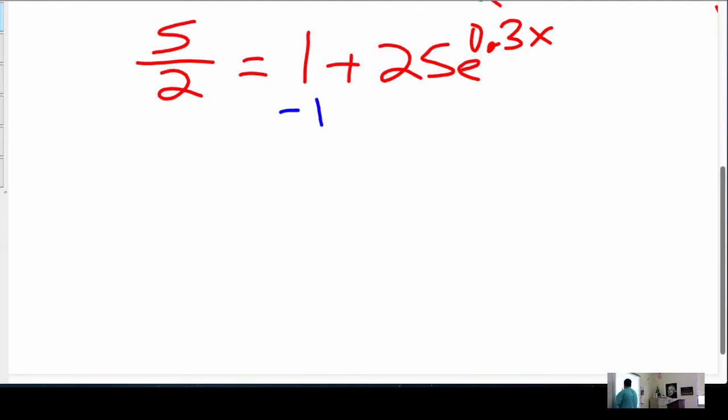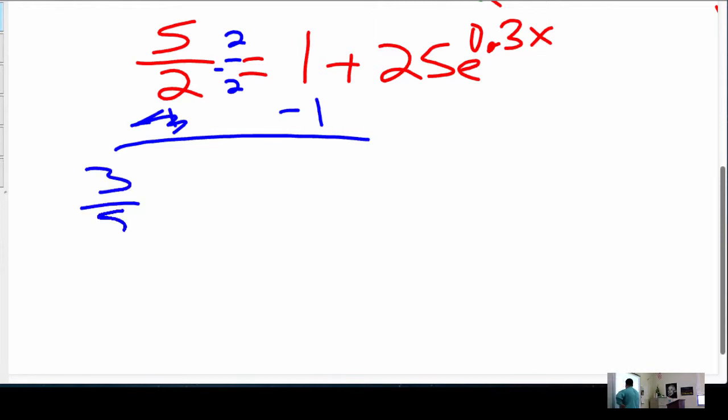So I'm just going to subtract 1 here. Now remember that when I subtract 1, isn't that the same as saying minus 2 over 2? Right? Okay, that scares me a little bit. What's 2 over 2 reduced down to? 1. So when we subtract 1 on the right-hand side, we subtract 2 over 2 because we want a common denominator. So what does that leave us with? 3 over 5, right? But what's 3 over 5 as a decimal? 0.6, right? Do it real quick on your calculator.